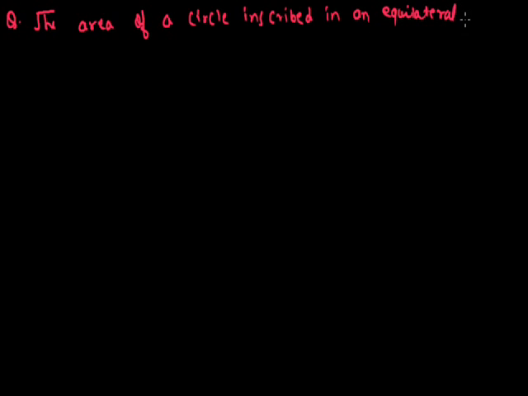Next problem: the area of a circle inscribed in an equilateral triangle is 154 centimeter square. Find the perimeter of the triangle.